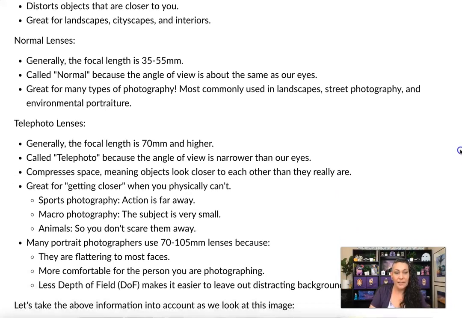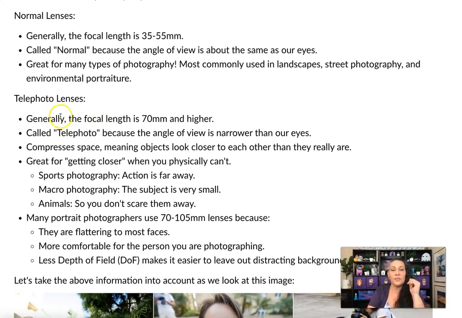Next, let's talk about telephoto lenses. So generally, focal length is going to be 70 millimeters and higher. So we're starting to look at those longer lenses. Called telephoto because the angle of view is narrower than our eyes. So you're probably thinking of a zoom lens or something, right? Where it's zoomed in, where it's really just that the angle is narrower that it's being captured. It does compress space, meaning objects that are far away from each other will look closer when you use a telephoto lens. And it's really great for getting closer when you physically can't.